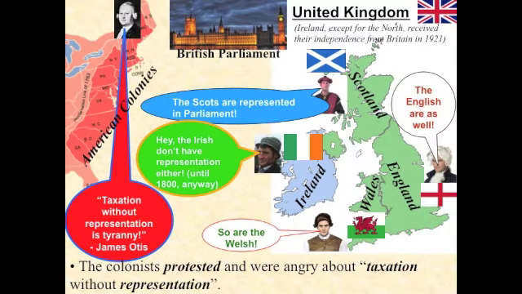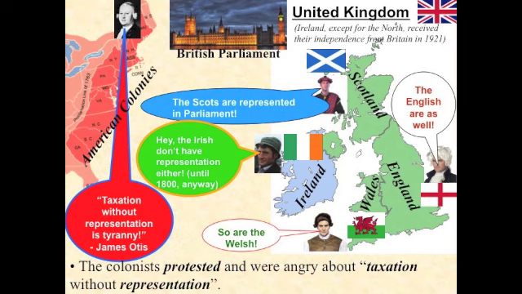Taxation without representation. That is what the colonists were crying out. The Stamp Act and the Sugar Act were placing taxes on them, which they had to pay, but they weren't being represented in their government, which is Parliament. So Great Britain, as we know, makes up of a few different territories.